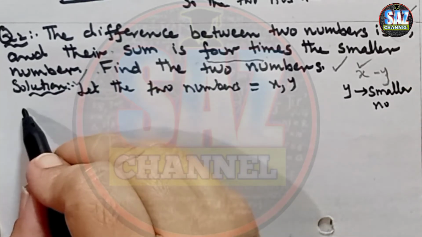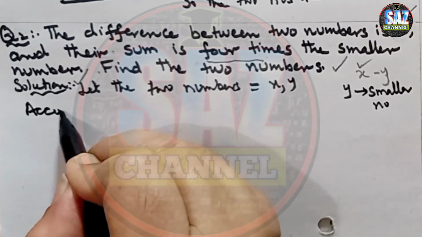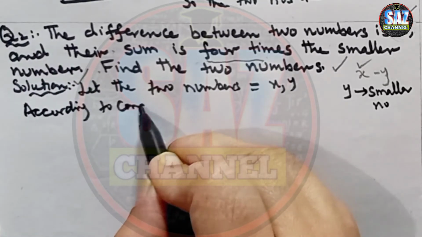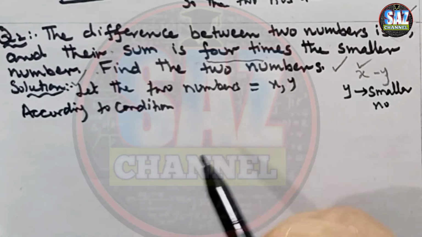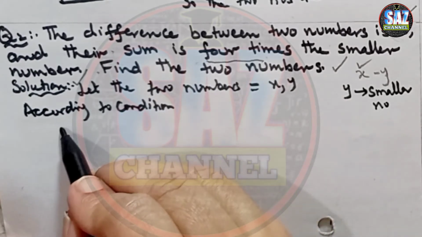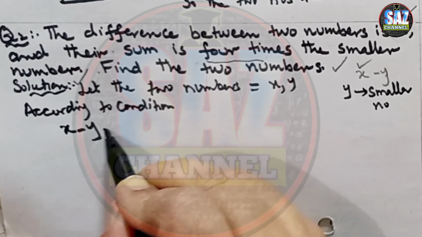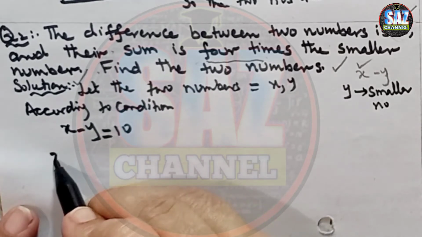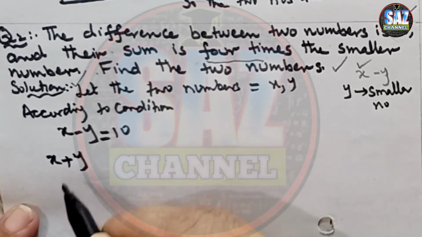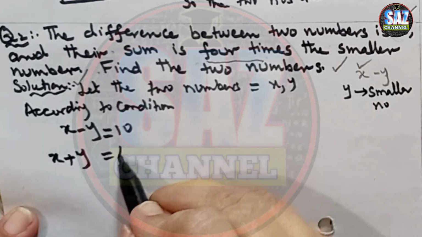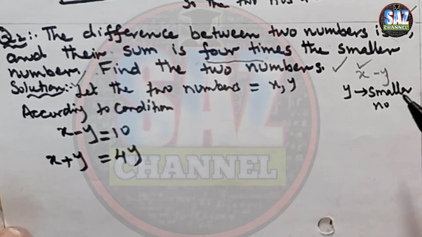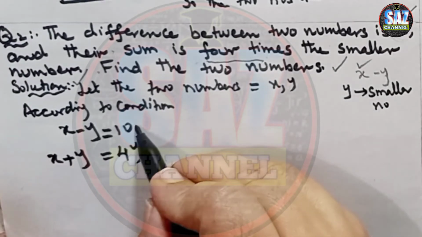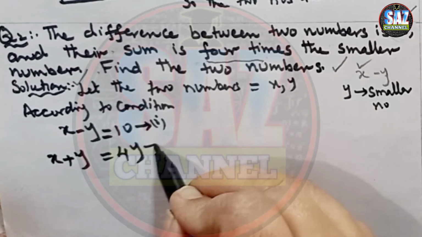Now according to the condition, what will be the equation that I can form? The difference between two numbers, that is x minus y, equals 10, and their sum, that means x plus y, is equal to 4 times the smaller number, because we are supposing y is the smaller number. Now we are making two equations with the help of the information given in the question.